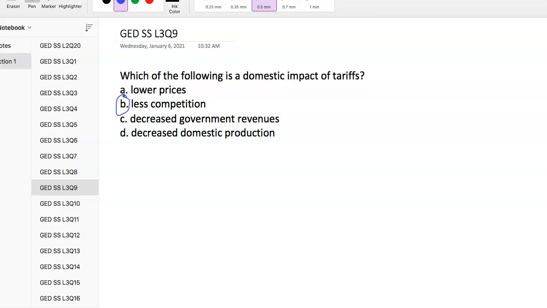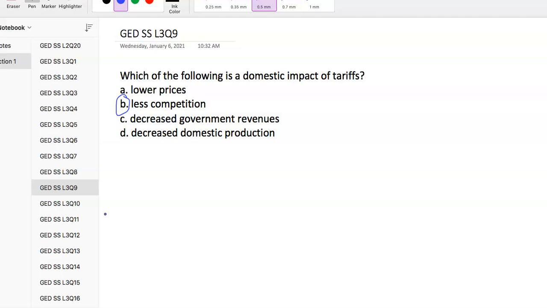It should be noted that almost all economists agree that tariffs are bad for the economy and that the increased prices are more of a negative than the increased government revenue and domestic production. So there you go. There's some stuff on tariffs.